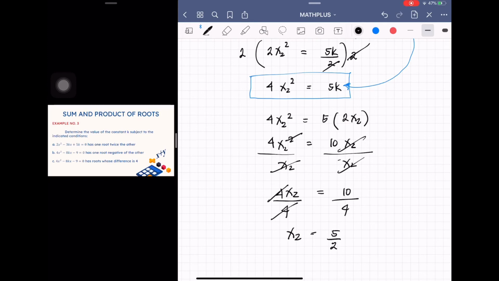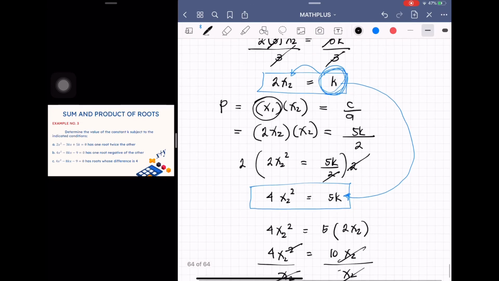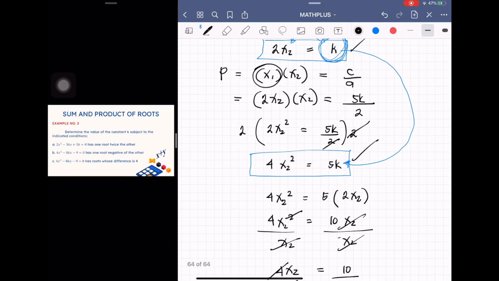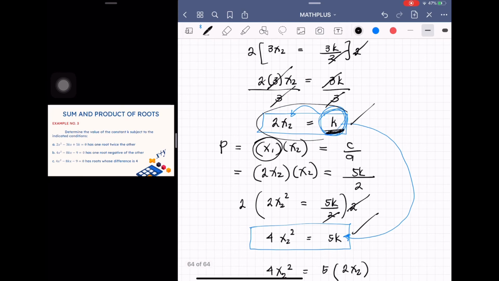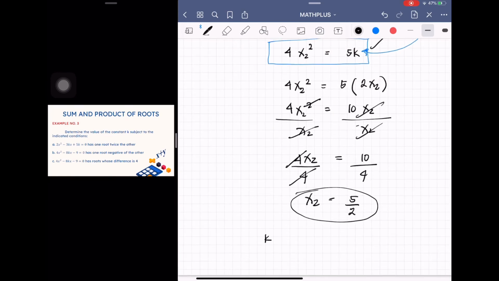This value that you were able to solve, you substitute it into any of the equations you created, like either of these two, to solve for k. Definitely, I'll just use the first equation. So if k is equivalent to 2x sub 2, and x sub 2 is equivalent to 5 halves, that will create 2 times 5 halves. If I substitute it, that will create a value of k, which is actually equivalent to 5. And that will be our answer for this example problem.